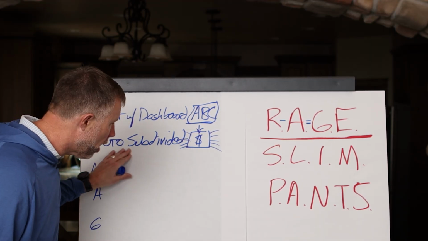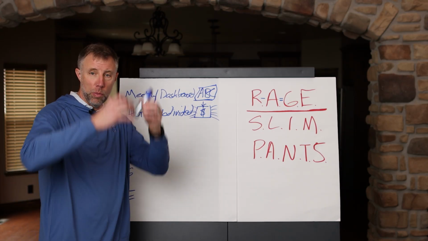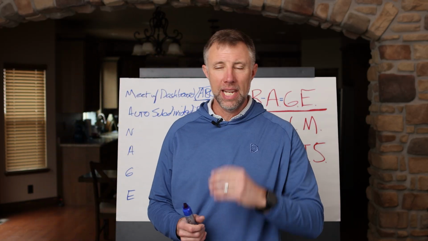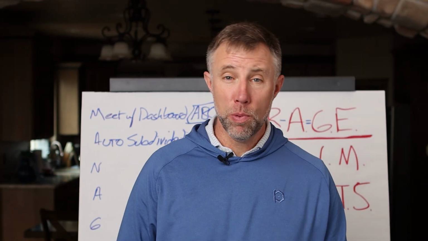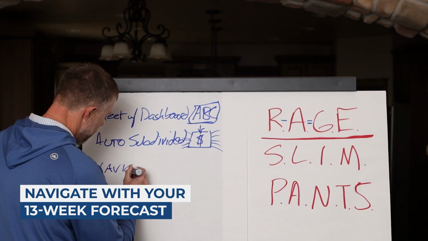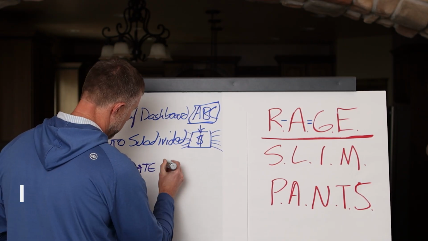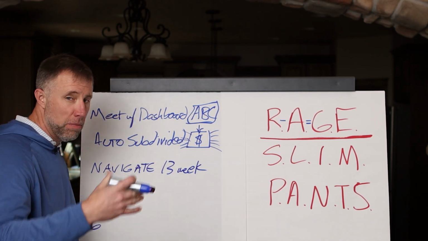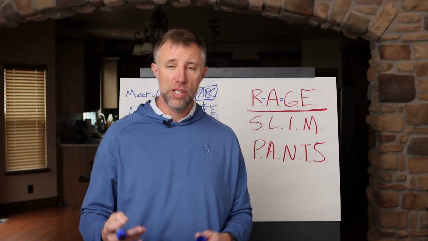So we've got to automate our subdivided bank accounts so when money comes in, it automatically by percentage goes out to these separate accounts that we have. Once we got the dashboard and the subdivided bank accounts, we can start to navigate a 13-week forecast. Why 13 weeks? Because every year has 52 weeks in it. If we subdivide it by 4 times, quarter, that's 13 weeks, every single quarterly cycle.